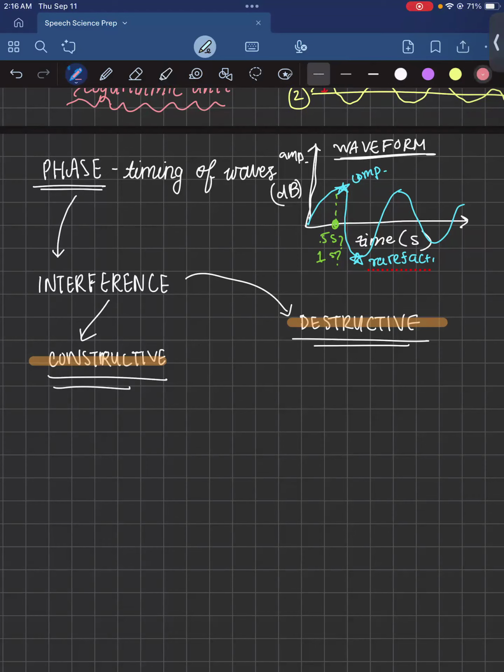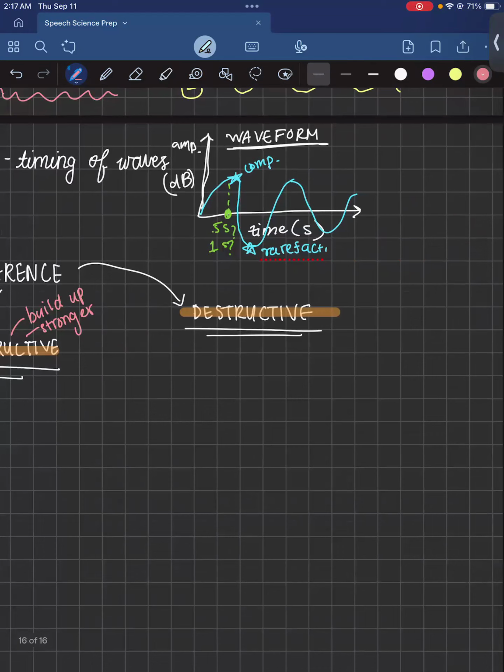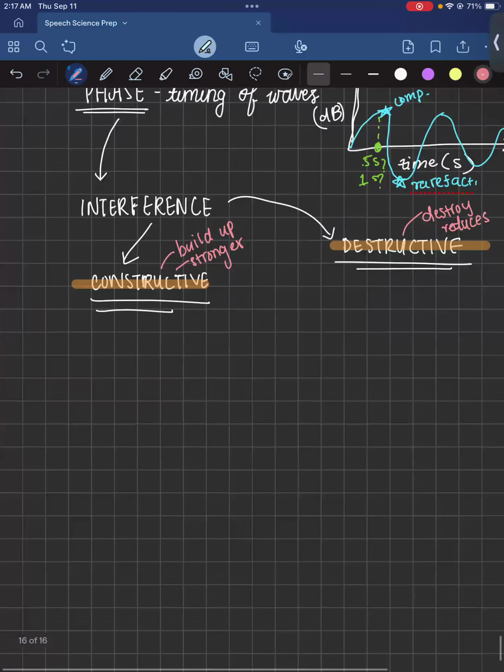When we say constructive, what do we think of? Constructing means to build, right? So something is building up or maybe getting stronger, right? When we think of destructive, what do we think of? We think of the opposite, right? We think of something being destroyed, something being reduced. And these words give us a lot of insight into exactly what these types of interference do.